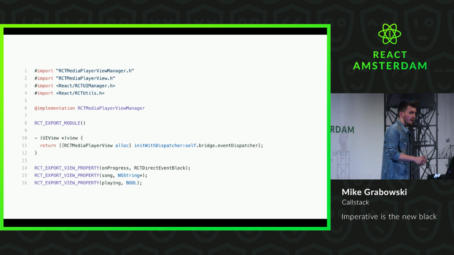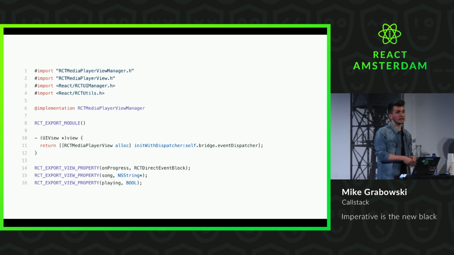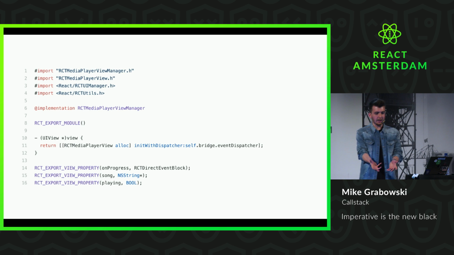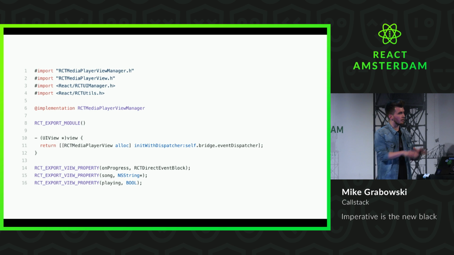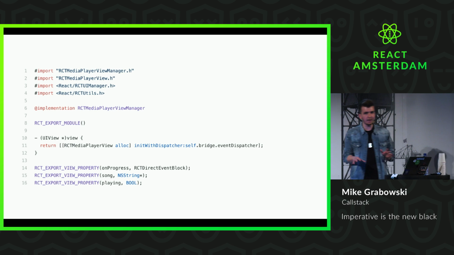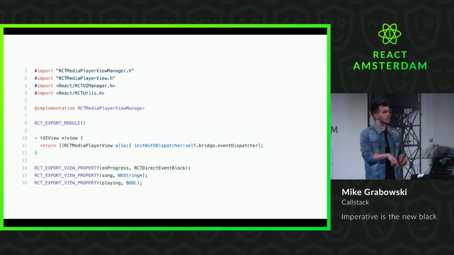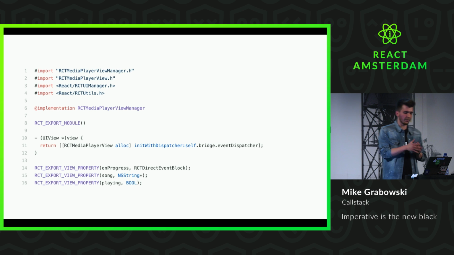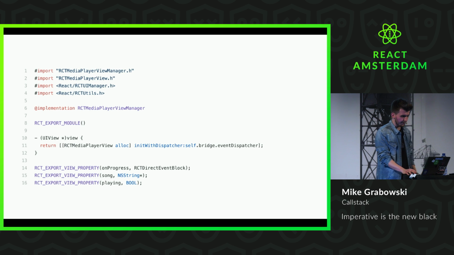So in this case, I'm defining this view, and basically this is going to tell React that, OK, if this native module is rendered in React, please get an instance of view from this view method and put it inside the render method. The rest of the properties stay the same. So we still have onProgress, song, and playing props, sort of a direct corresponding prop.